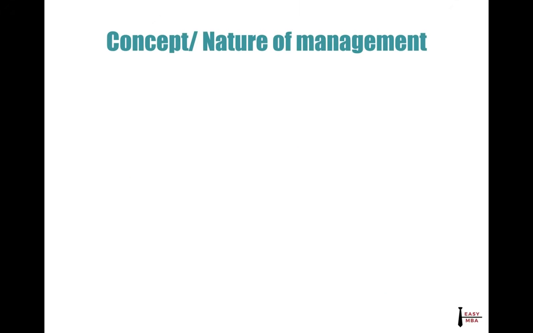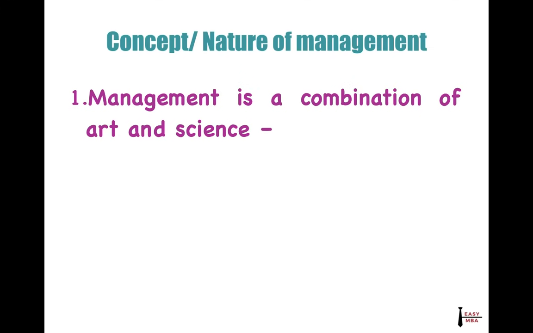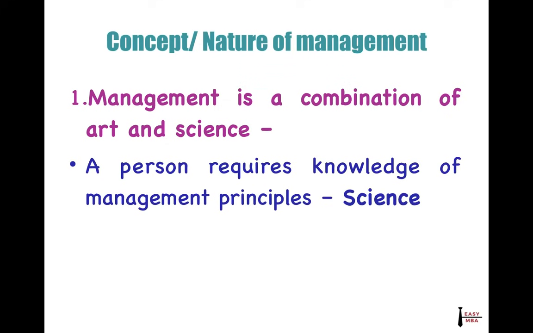Now let's understand the different concepts and nature of management. The first, very widely discussed and debatable concept of management is whether management is an art or a science. Ideally, management is a combination of both art and science. How science? Because science basically talks about principles and theories. So a person needs to have knowledge of the management principles, knowledge of how to apply those theories, and what the different theories and principles of management are. That is the science aspect of management.